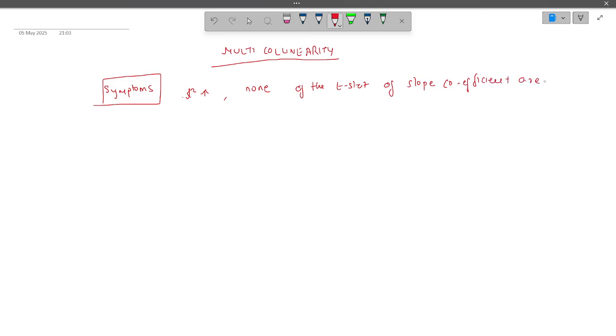So what does this mean? Guys, what does this mean? This means that the independent variables collectively explain the dependent variable, but their individual impact is hard to tell. If you have three independent variables in your model, these three independent variables collectively explain the dependent variable, but how each independent variable individually affects the dependent variable, that is very hard to tell.